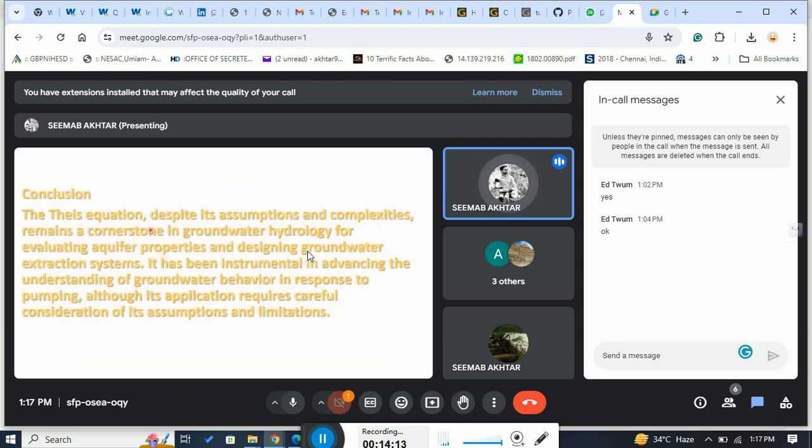Now, the conclusion: the Theis equation, despite its assumptions and complexities, remains a core cornerstone in groundwater hydrogeology for evaluating aquifer properties and designing groundwater extraction systems. It has been instrumental in advancing the understanding of groundwater behavior in response to pumping, although its application requires careful consideration of its assumptions and limitations.